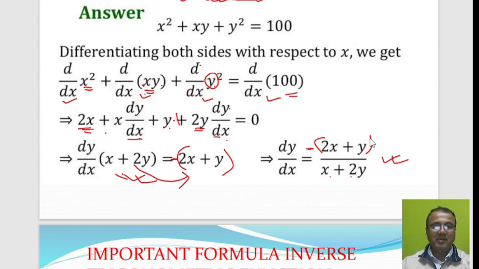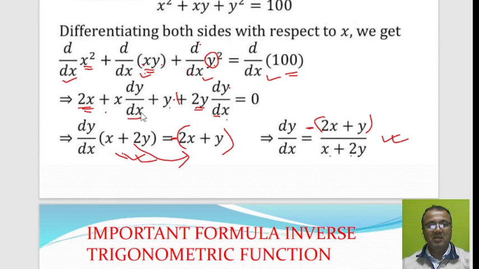So for each term you have to find the derivative with respect to x, and after that, just after finding the derivative, you collect all the term in which contains ddx of y in one side, and the term which is free from the ddx of y in another side, and after that just simplify, you can find the value of ddx of y. Okay, so such kind of derivative we are doing in implicit functions. Let us see the another function.